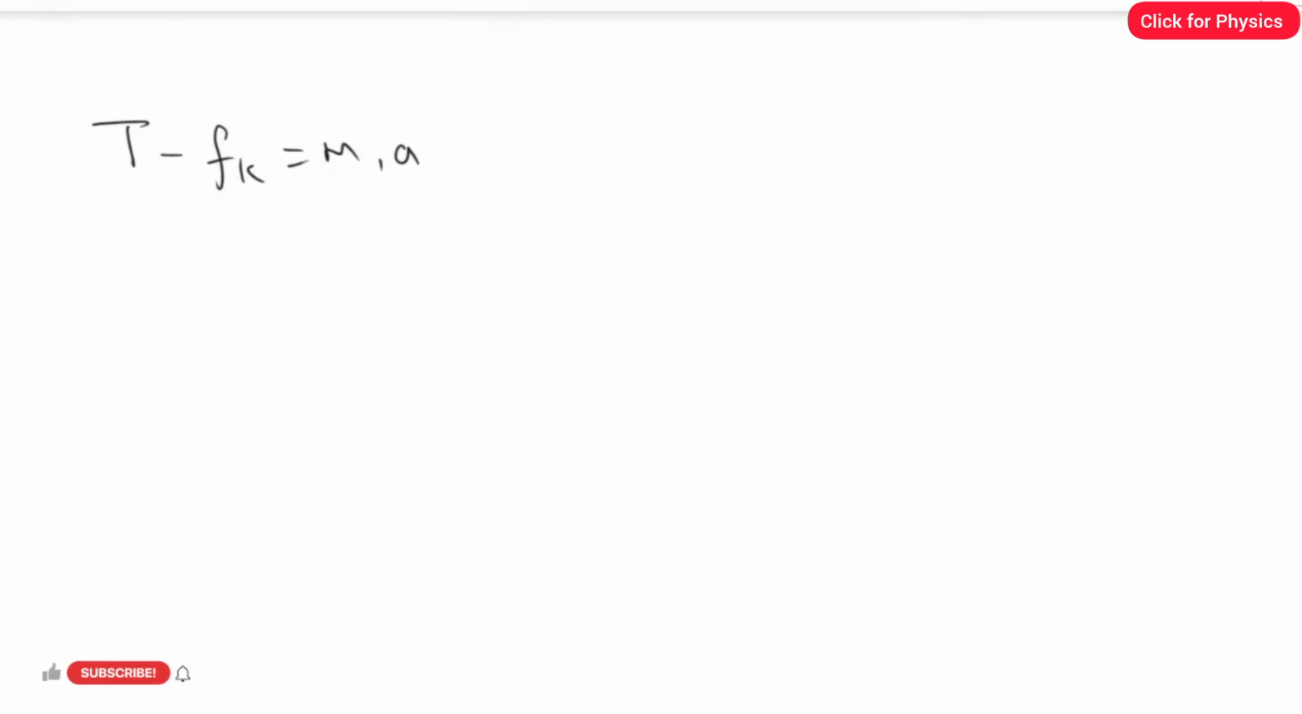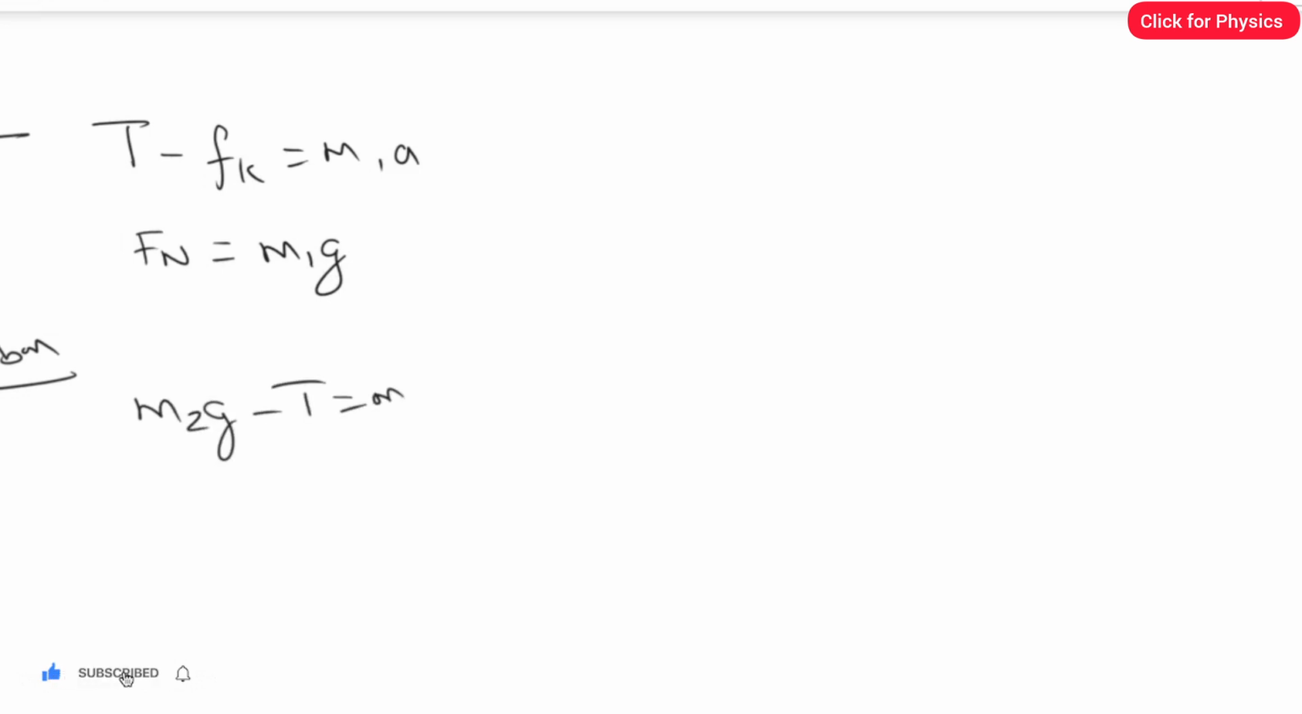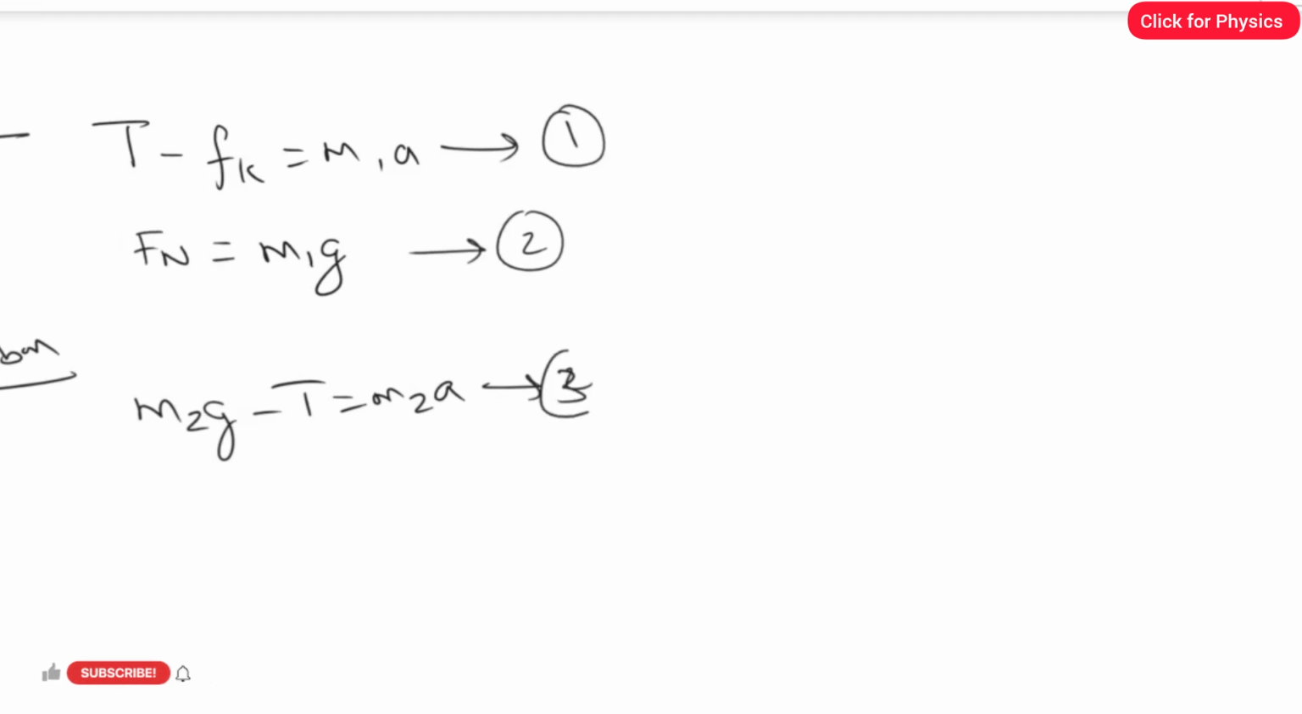sled. And also one more equation you got for the sled, the vertical one. What is your vertical equation? The sled vertical equation is nothing but Fn equal to m1 multiplied by g. And then for the sandbox, you have only one equation, that is the vertical equation, m2 multiplied by g minus T, which is equal to m2 multiplied by a. So let's rename the equations: this one is equation 1, this one is equation 2, this one is equation 3. Now we have to find the answer.